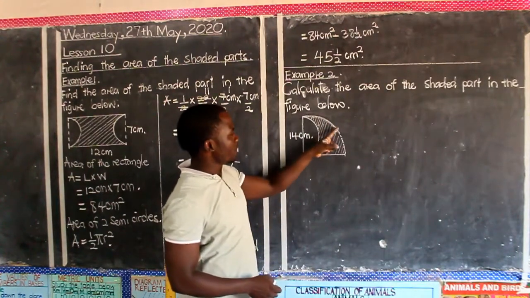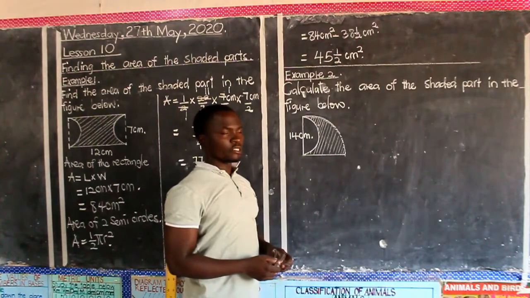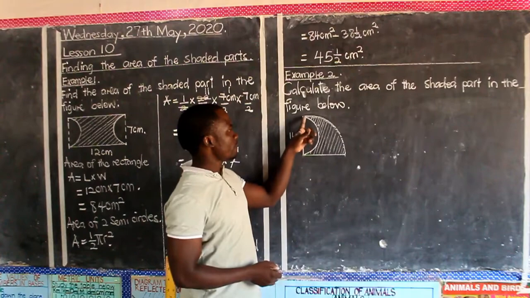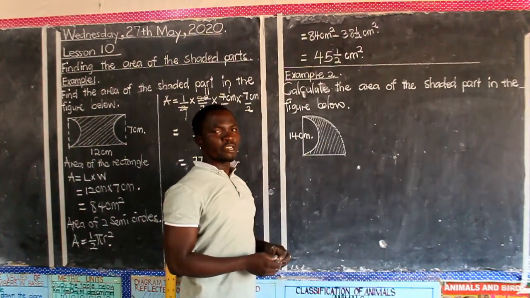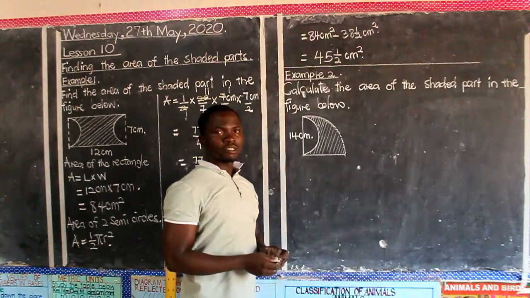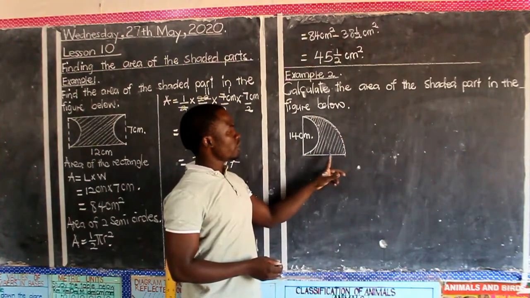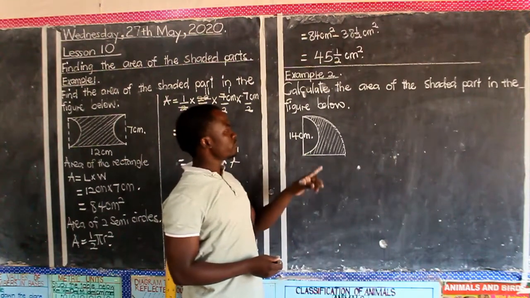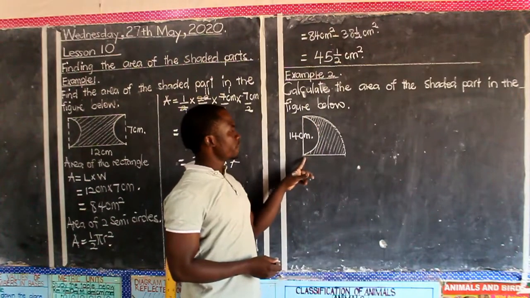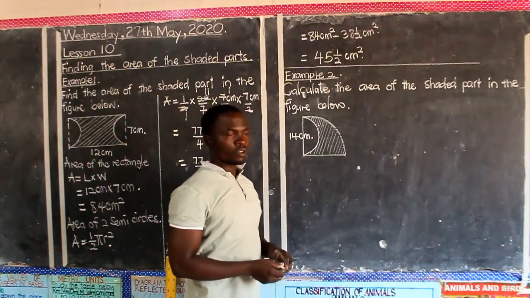The bigger one is a quadrant. Then we have the semicircle inside the quadrant. So for you to get the area of the shaded part, it is very simple. Get the area of the outer figure, and you also get the area of the inner figure, and then you subtract.